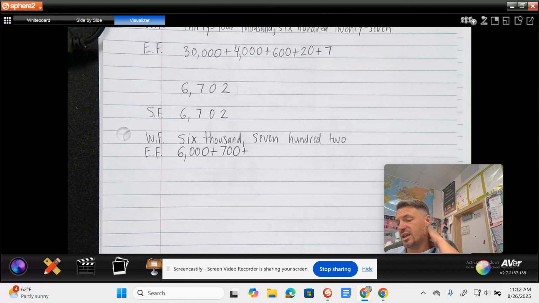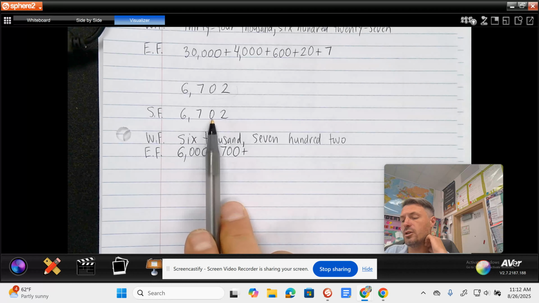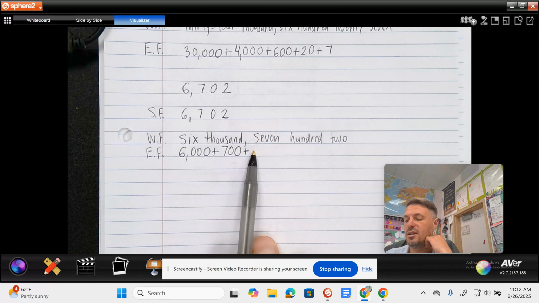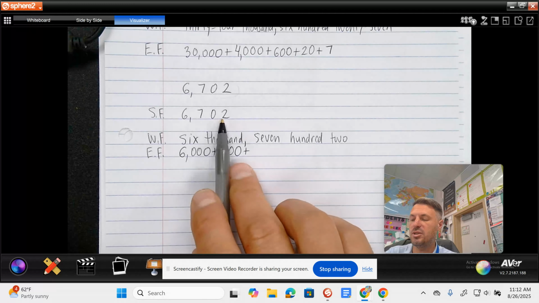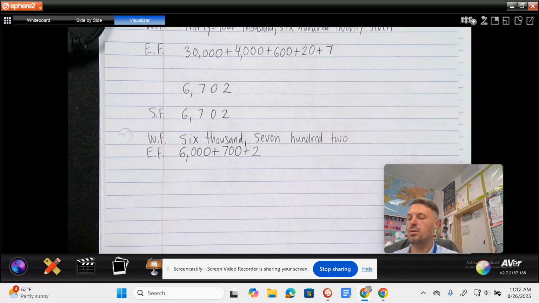But we skip zeros. Since there's a 0 there in the tens place, we don't write the value of that digit because its value is nothing. So we skip that one. We skip zeros. We skip to the 2. It's in the ones place, so its value is 2.